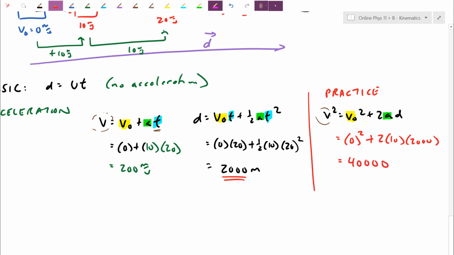This is not your final velocity. This is the final velocity squared. We still need to square root this to get the final velocity. The root of 40,000 gives you here 200 meters per second, and at least is consistent with the earlier problem.